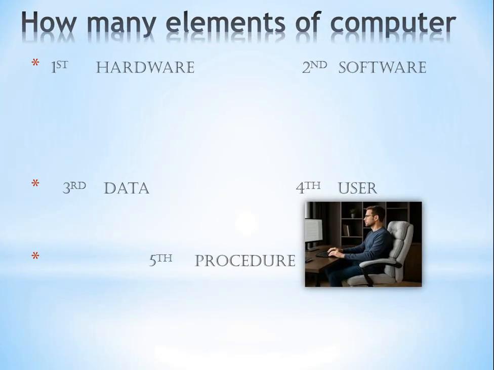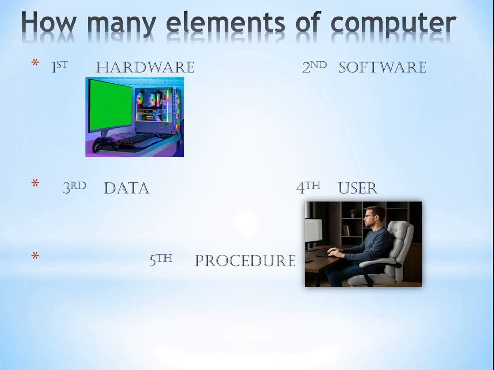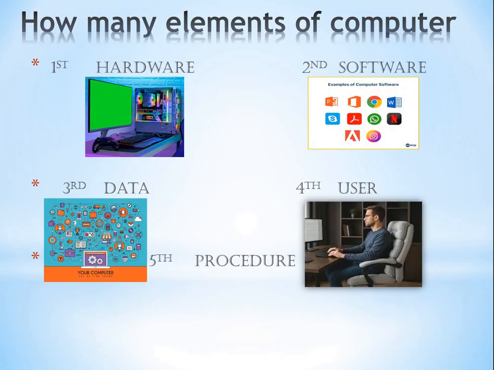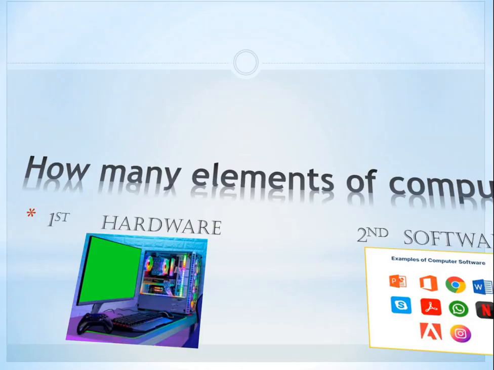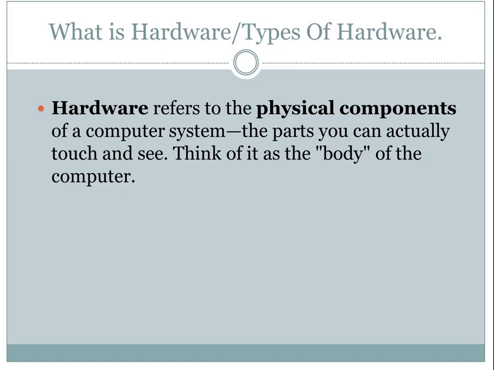Okay, I'll start my topic. How many elements of computer? First, hardware. Second, software. Third, data. Fourth, user. Fifth, procedure. What is hardware? Types of hardware.